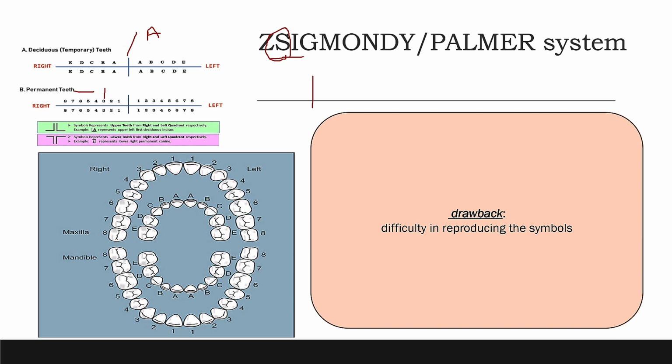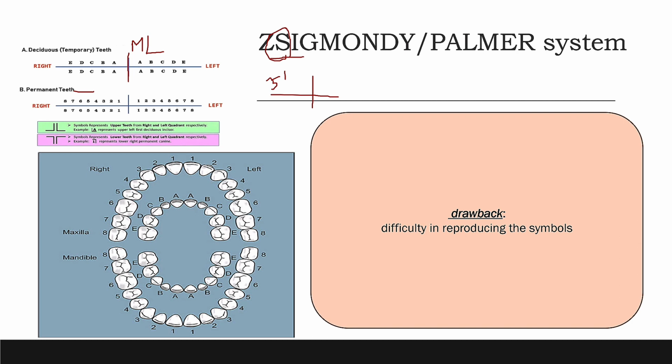There we started from the third molar as the first number. But in Zsigmondy we will start the numbering system from the central incisor. Remember this one. The numbering goes from the central incisor, and here also we give numbers in a cyclical manner, but the numbering will start from the midline. This is midline. This is midline.